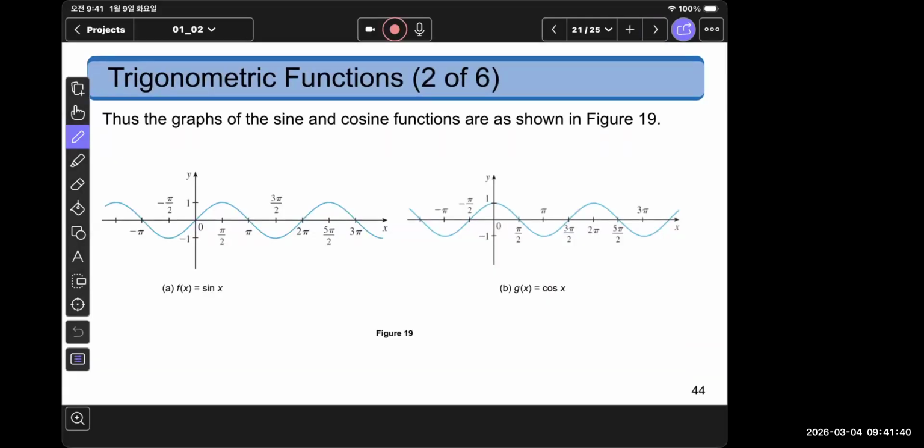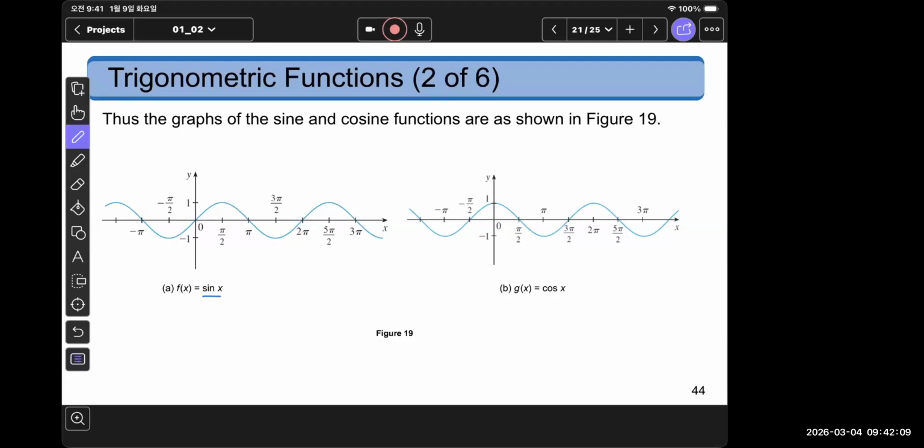So here are the graphs of sine and cosine. The values of sine and cosine are bounded between -1 and 1. The values are periodic, right? Every 2 pi you get the same value. And the sine function starts from 0. The cosine function starts from 1.